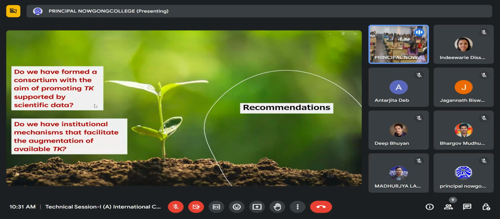Do we have an institutional mechanism? Can Nowgong College, now upgraded to Nowgong University, come up with that kind of consortium which has a specific agenda to fulfill, to promote traditional knowledge, at the same time backed and supported by data-driven science? Only then I believe we can promote our own science and be really ambassadors for local, vocal for local initiatives. I will be very happy to initiate some of these tasks as well and promote our science rooted in ancient knowledge.